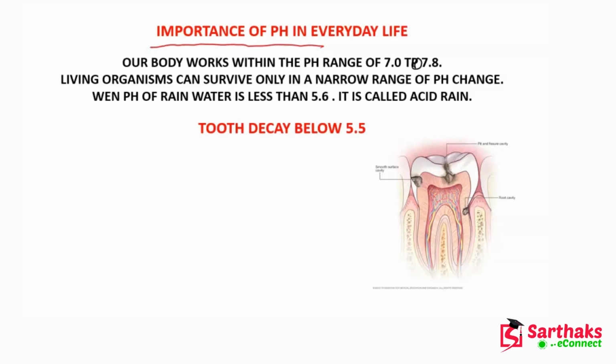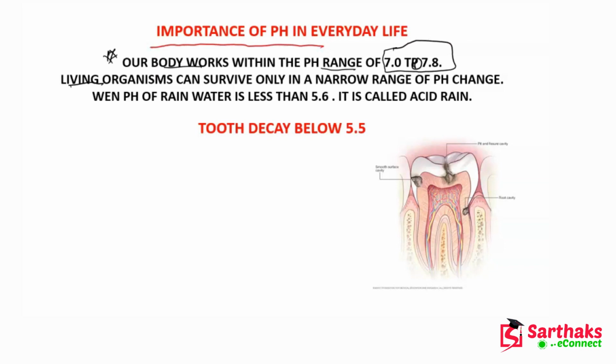Now guys, what I'm trying to say is that blood is slightly basic in nature. If you have ever tasted your blood, you might have observed that it is slightly bitter in taste. Why? Because it is slightly basic in nature. So the body works within the pH range of 7 to 7.8. This is a very important point.